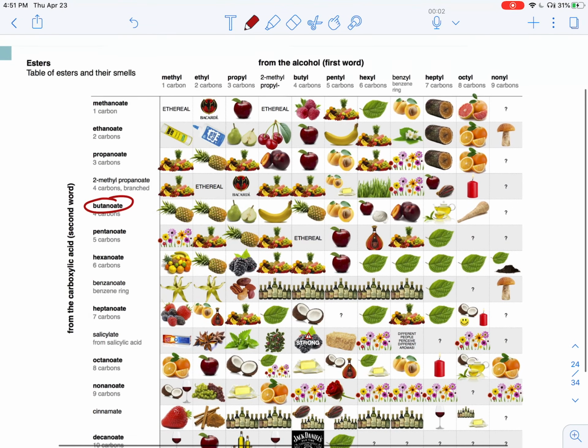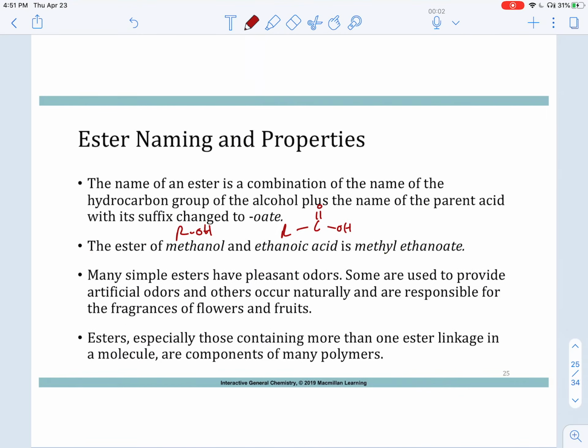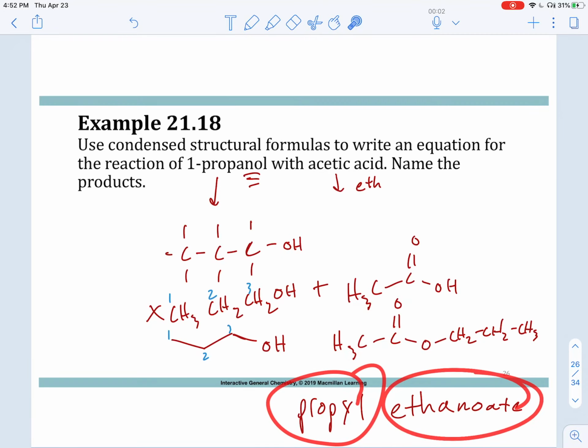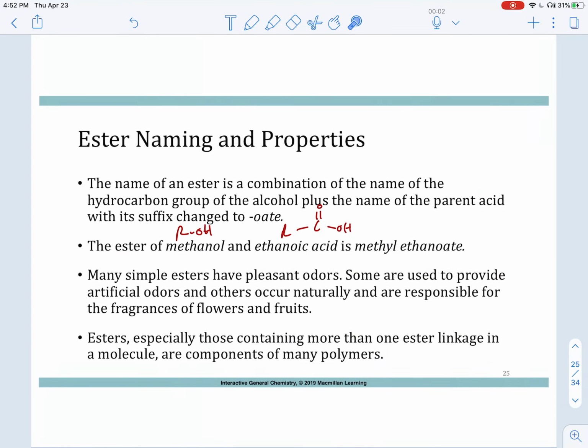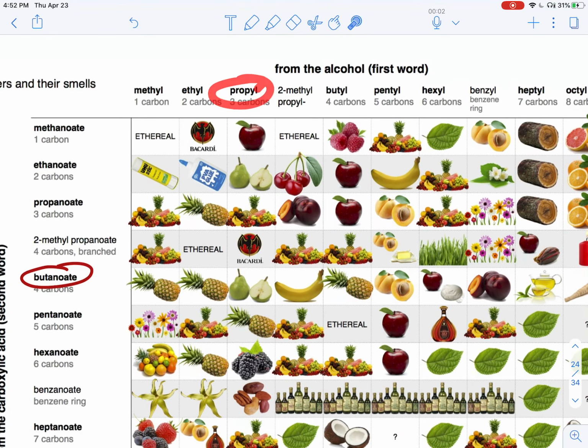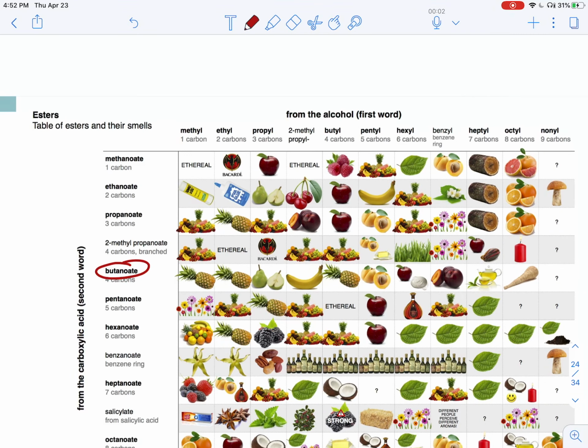These are all the different esters with the different smells. So actually, let's look this up. What would propyl ethanoate smell like according to this chart? This compound right here. So we can find that. So we would go to propyl, 3 carbons. That would mean we have a 1, 2, 3. I'm going to draw that differently.